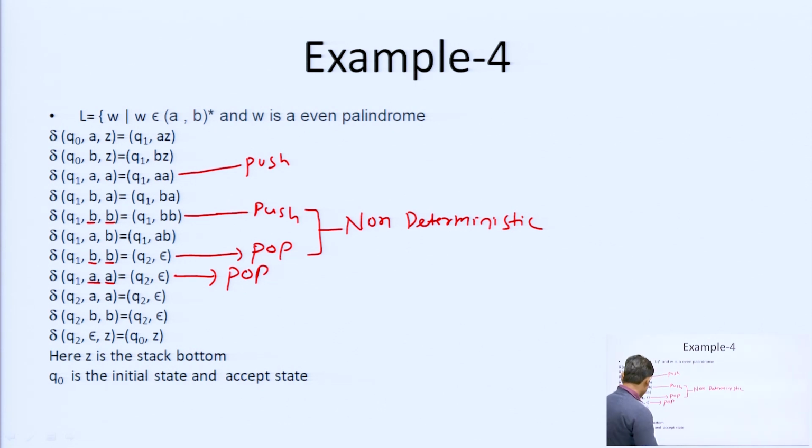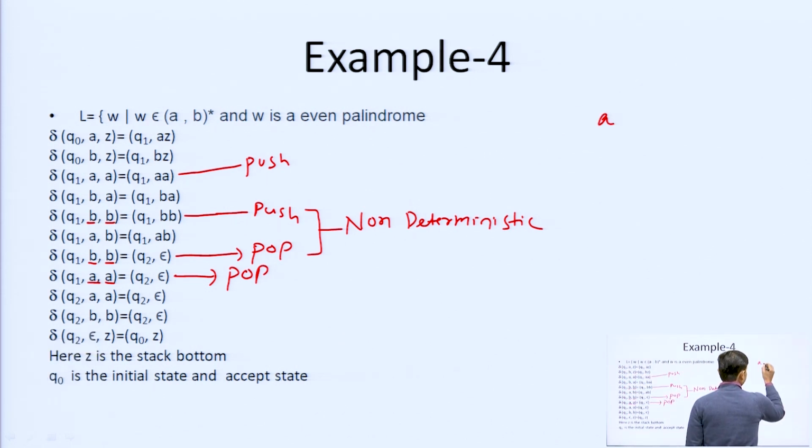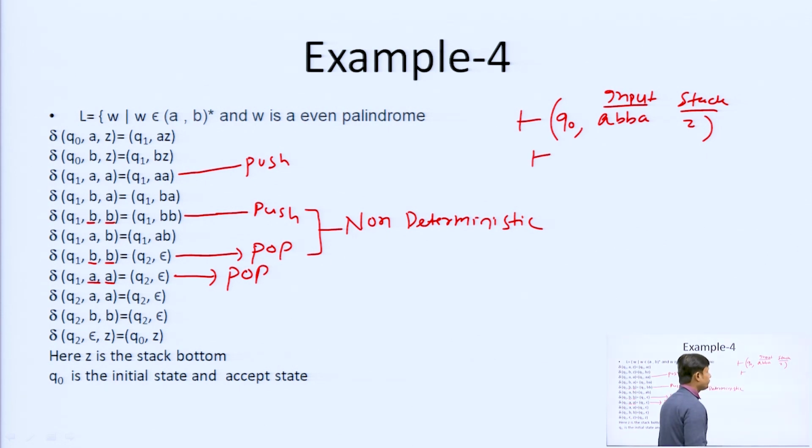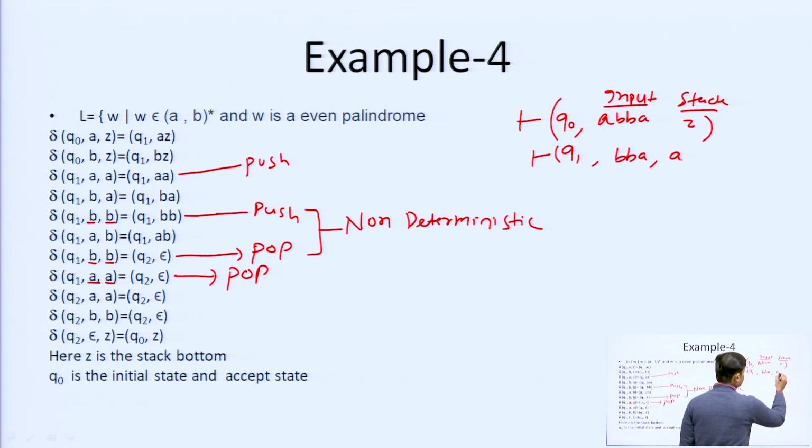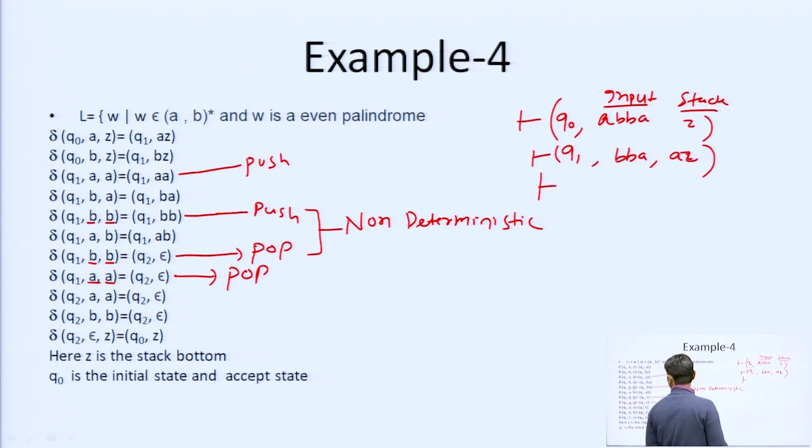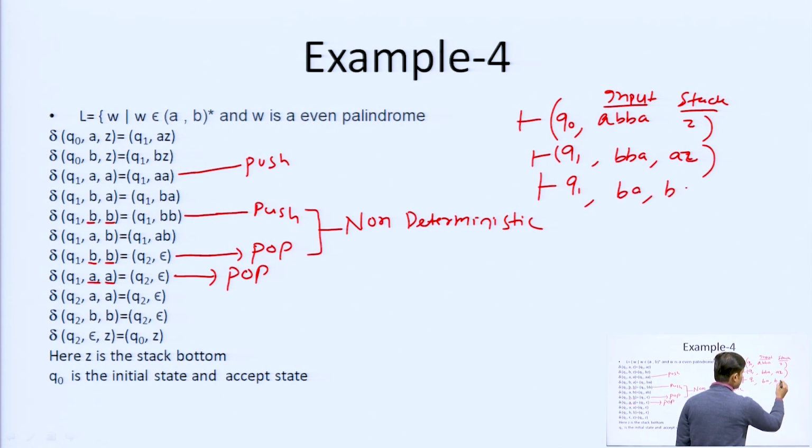We will take a small string which is accepted by this diagram. Let us take an even palindrome, a b b a. This is Q0, this is the input, and this is the stack having Z. Now Q0, A, stack bottom is Z, what do you have to do? Push A into the stack, then Q1, B, B, A, Z. Next Q1 input is B, stack top is A, again we have to push: Q1, B, A, B, A, Z.